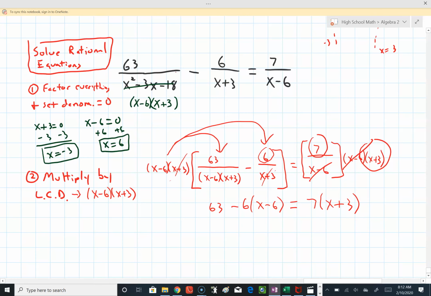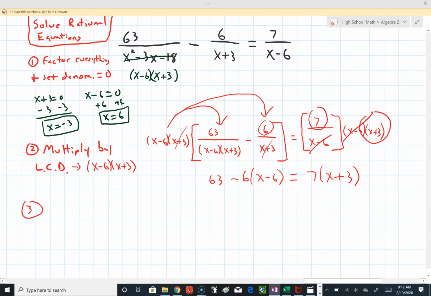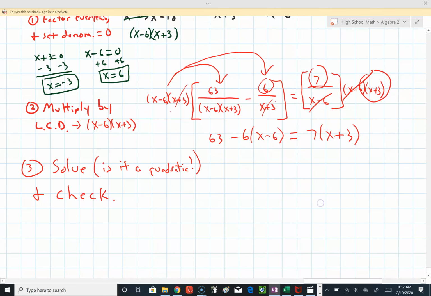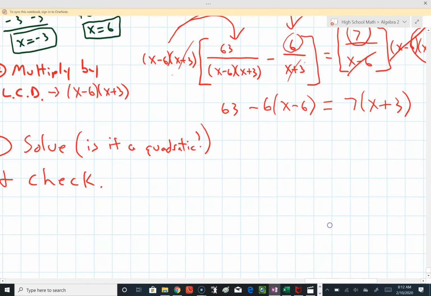Okay? Last step, 3. Solve. And importantly, is it a quadratic? If it is, we have all of our methods for solving quadratics. Lean towards factoring or the quadratic formula if it's unfactorable. Solve and check. Keep in mind, if it is a quadratic, we need to be using factoring or the quadratic formula. But what do you notice about this one, Jacob? Is it a quadratic? No, it's not. This is going to be pretty easy.